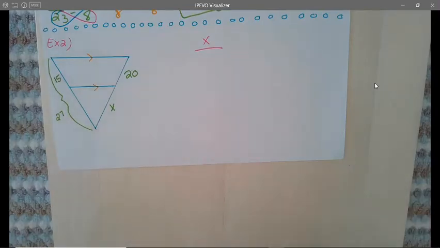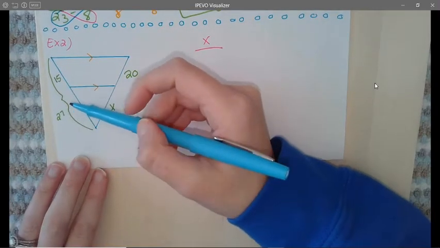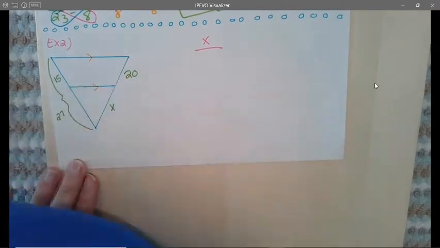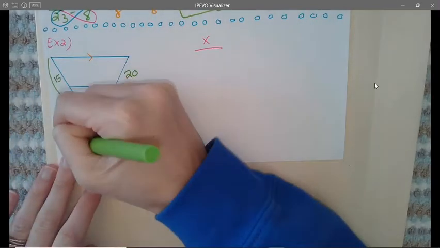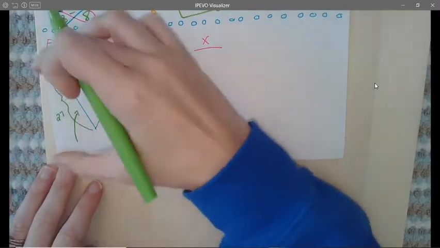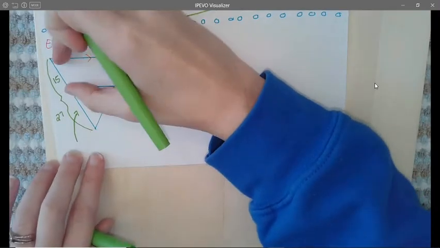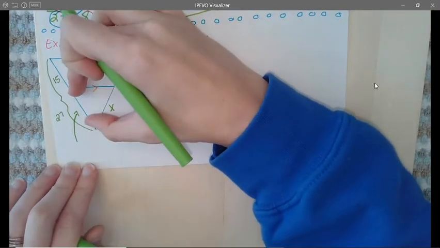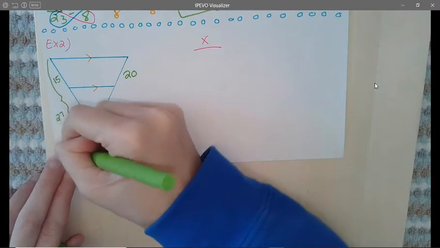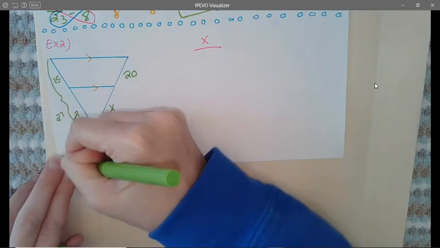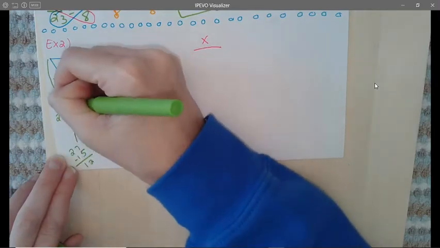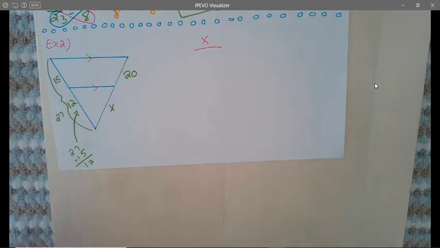I can do 27 minus 15. So this part right here, if I subtract the whole length of the segment by this little piece, then I will get this piece. So 27 minus 15 will give me 12. So this is 12. Let me just double check. Yep. Now that I have all my parts, I can solve.